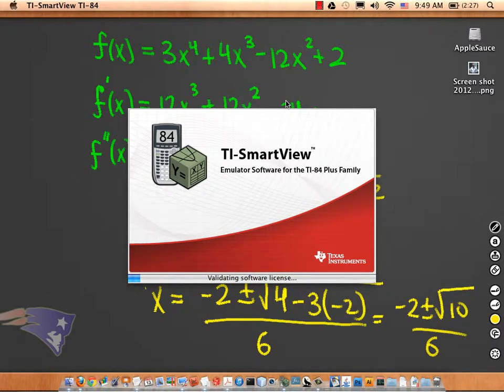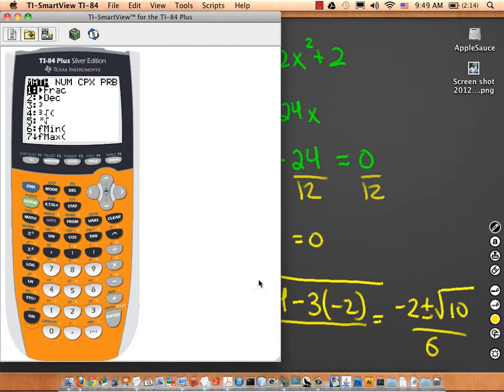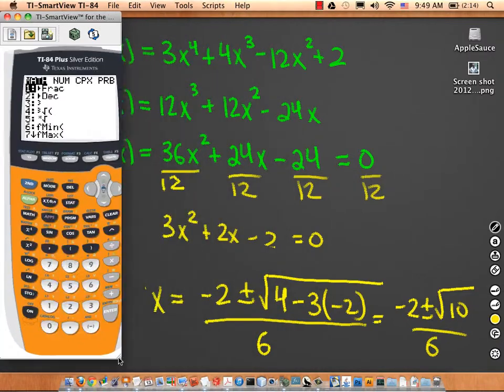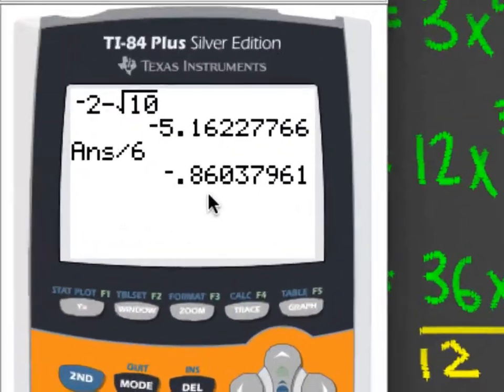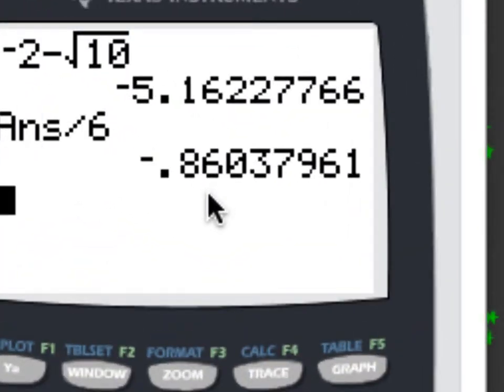So I'm going to open up my calculator here. And eventually it will open when it feels like it. Second, quit. There we go. So negative 2 minus the square root of 10. That comes first. And then divide that by 6. And so what I get, Cody, here, if you can see it, is the first value I get is negative 0.8603791. That appears to be the first inflection point.